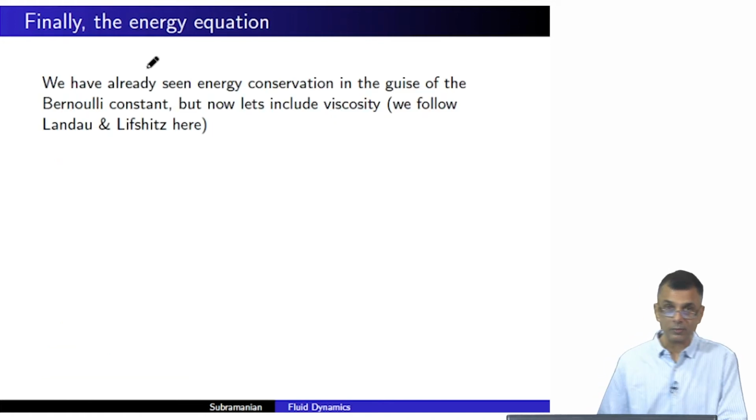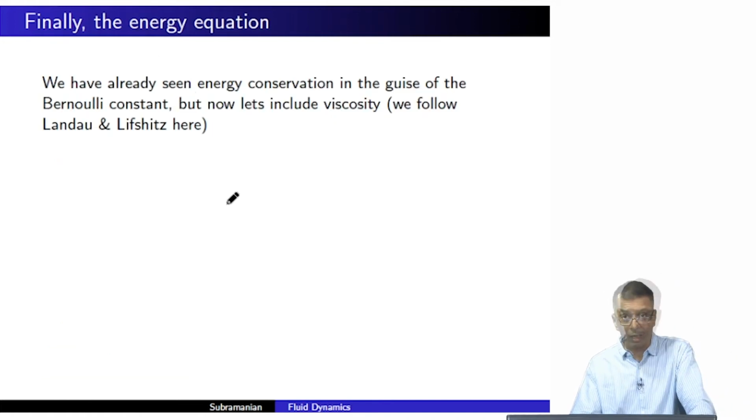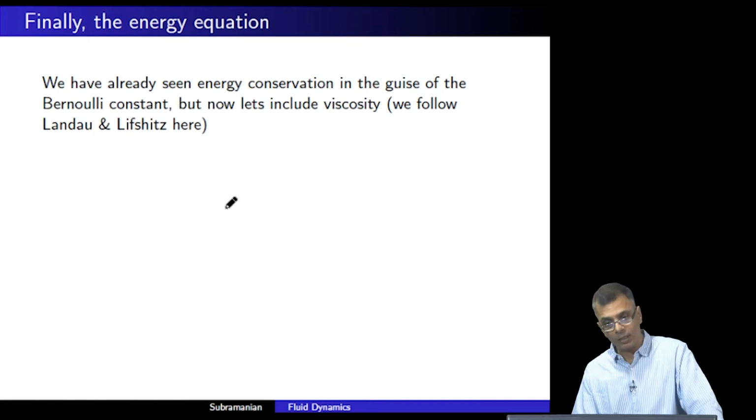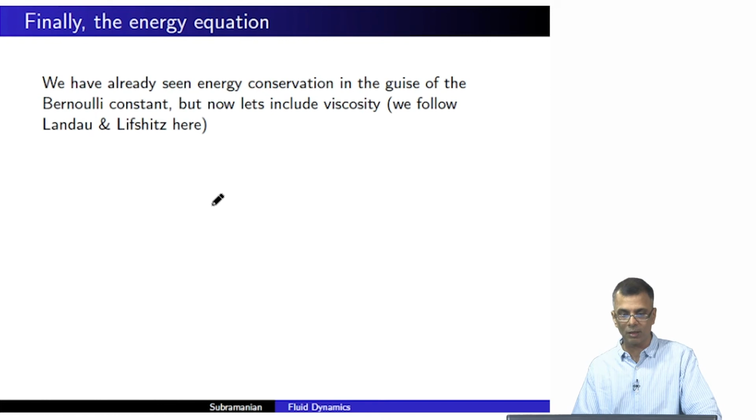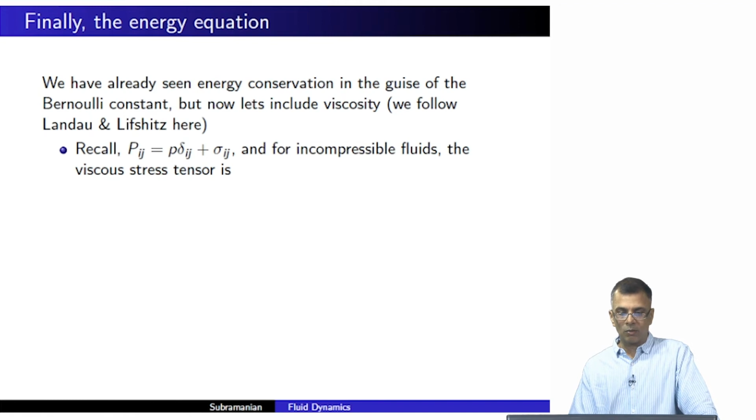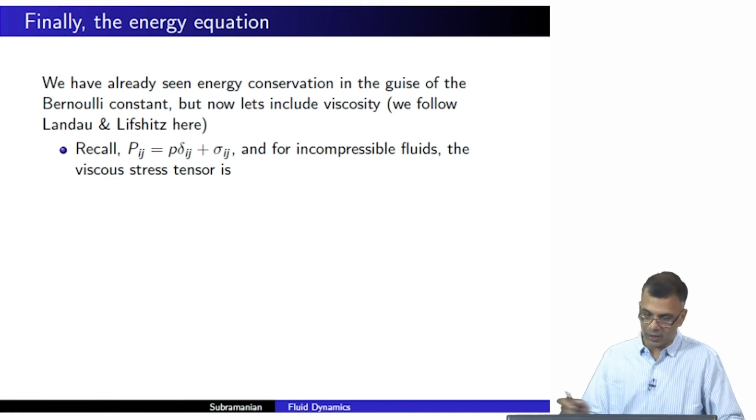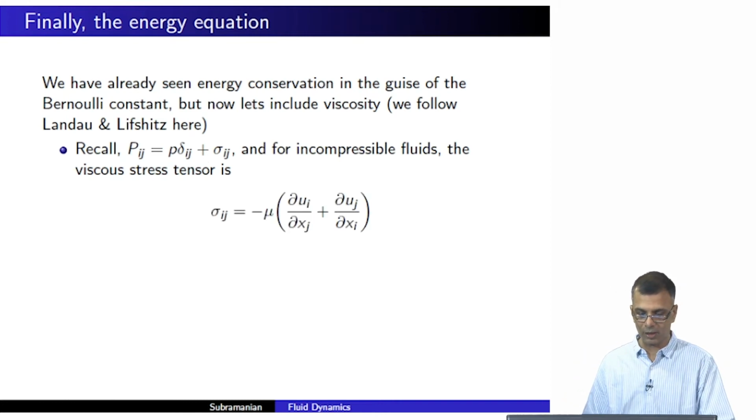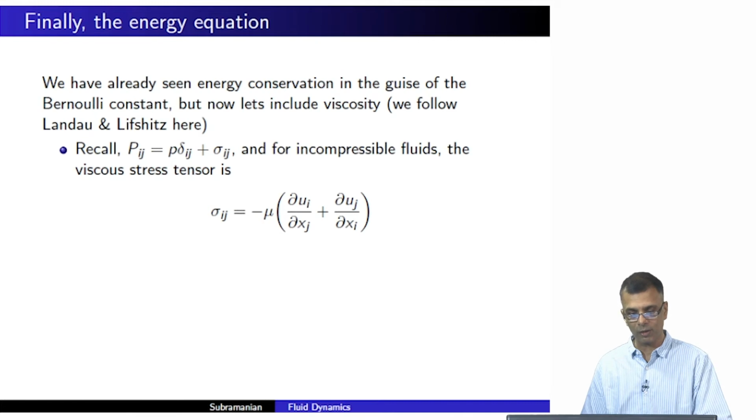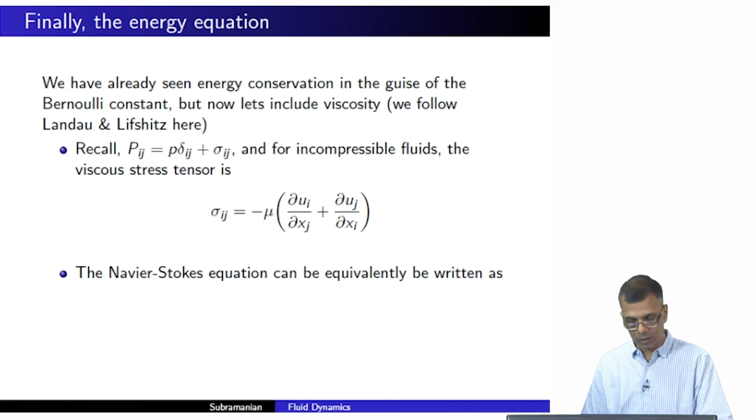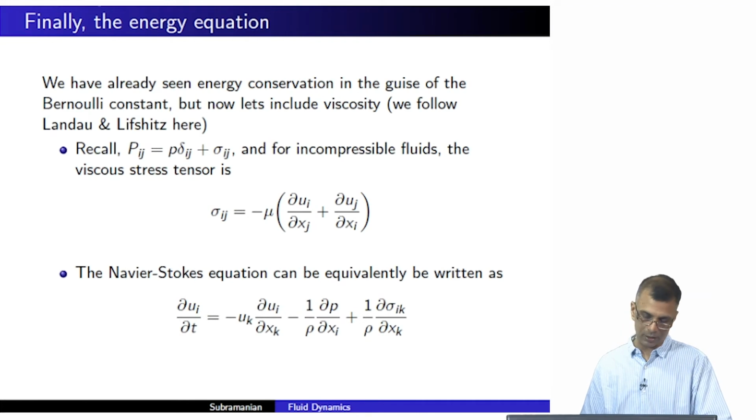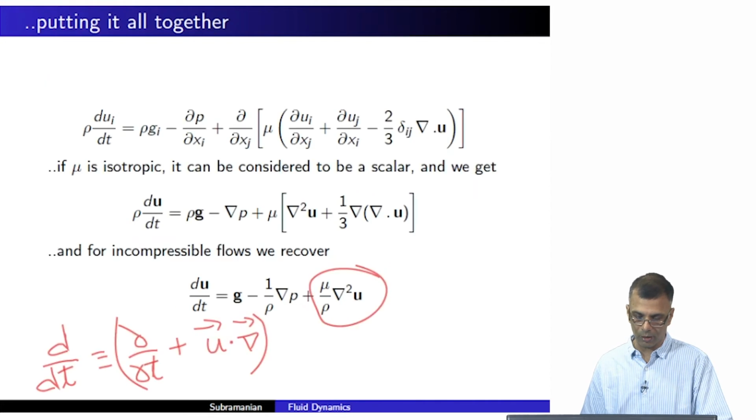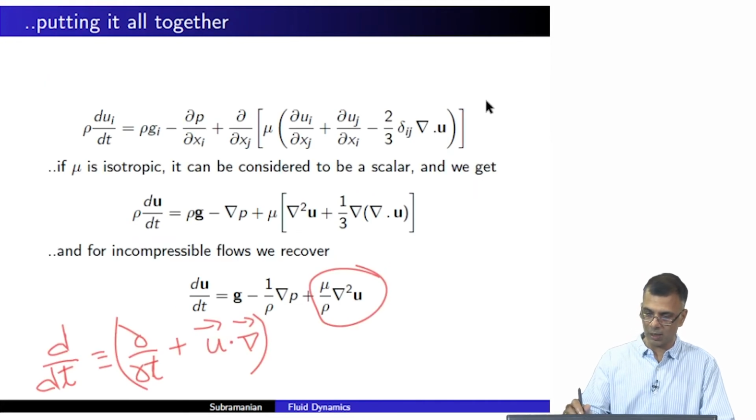And finally, let's talk a little bit about energy conservation. We have already seen energy conservation in the guise of the Bernoulli constant, but now let's include viscosity. Recall, this we've already seen, Pij we've already seen, and the viscous stress tensor is this. We just wrote this down. And the Navier-Stokes equation can equivalently be written as this. It's really the same as what we wrote down here. It's really the same as this.